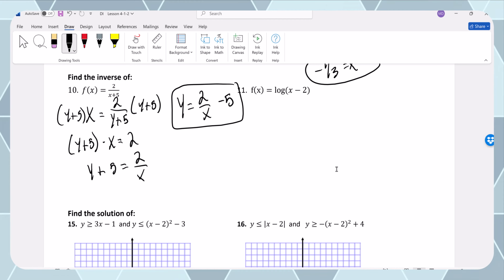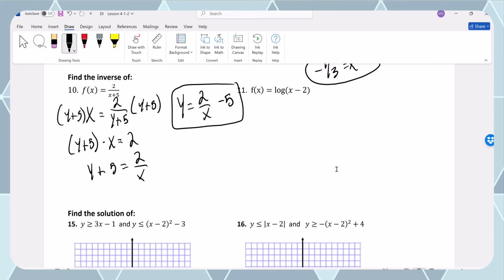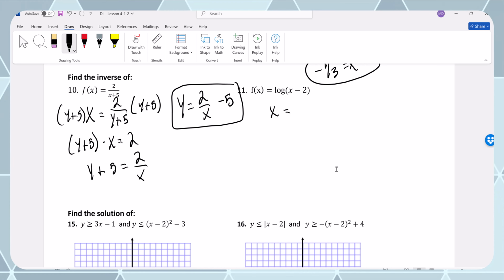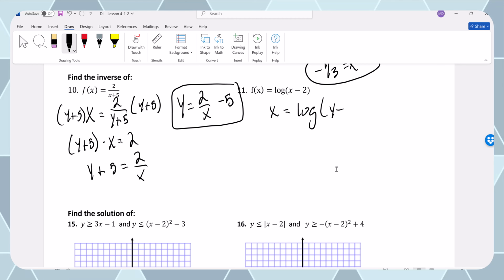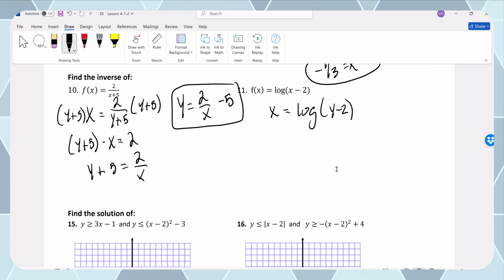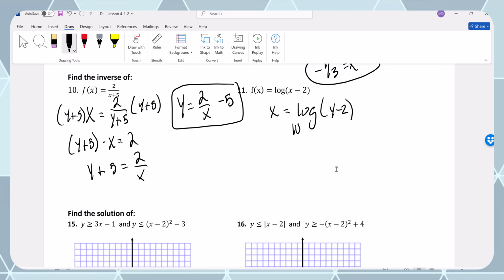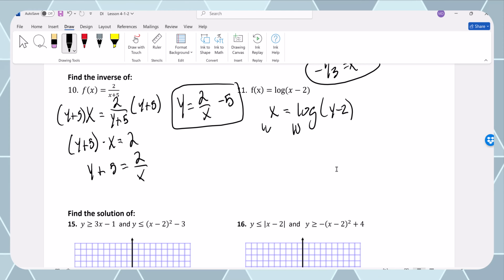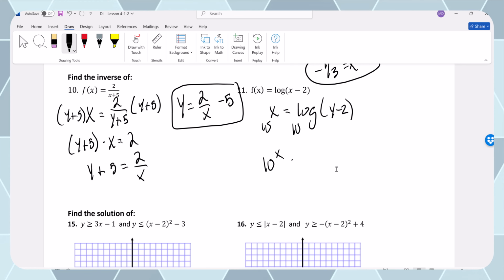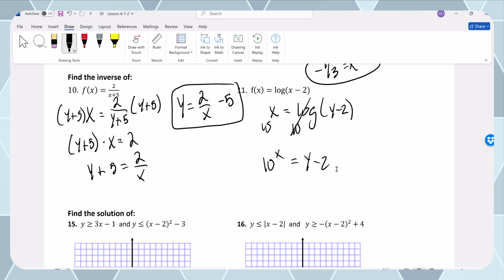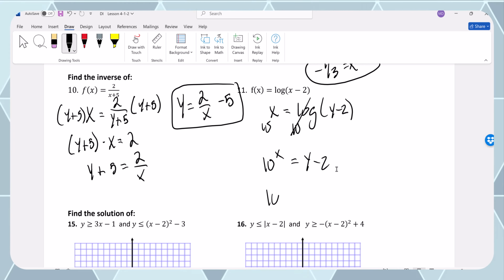There's our answer. So this is a log, so obviously we switch the x and y, but the way that we get rid of a log is by converting it into an exponential equation. And so whatever the base is, it's not written, so we assume it's base 10. So those cancel out, and then I can add 2.